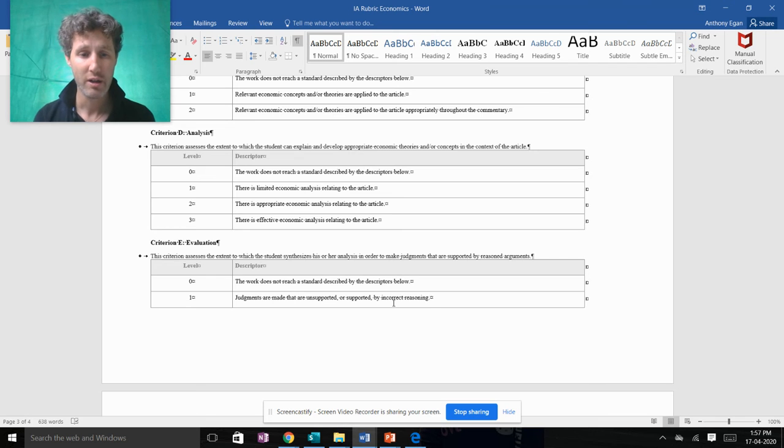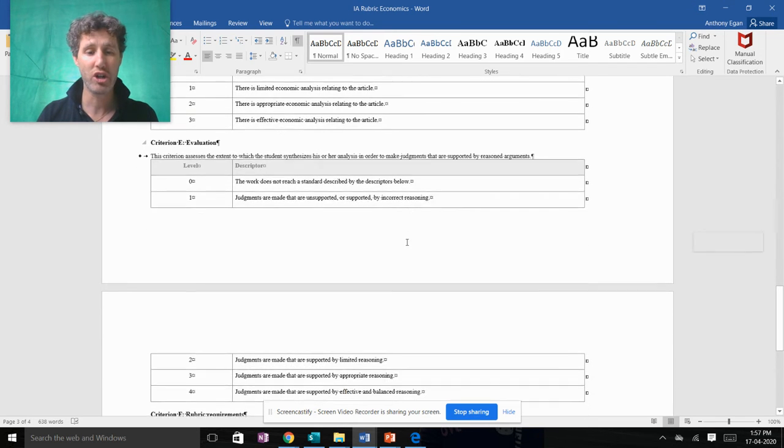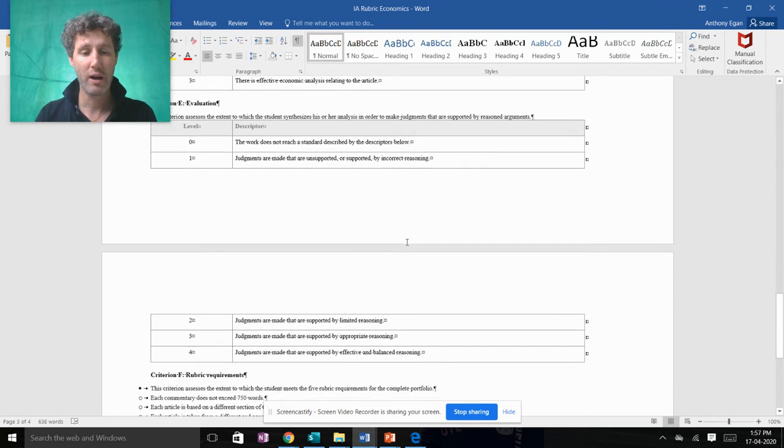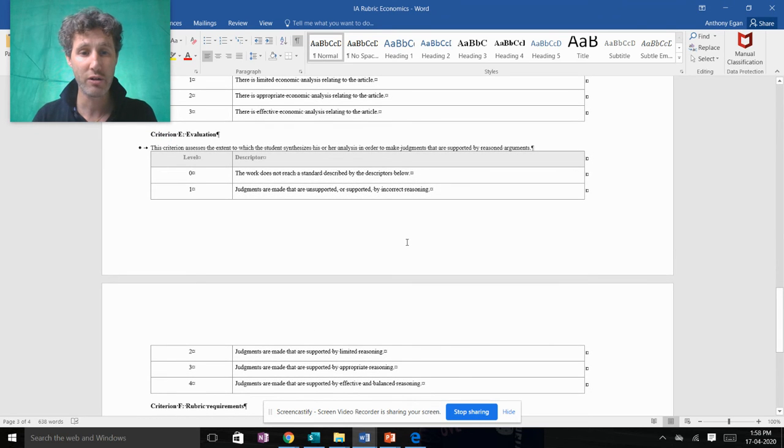And then evaluation. So evaluation is how you make judgments, okay? So the evaluation criteria says judgments are made that are supported by effective and balanced reasoning. To get 4 marks, you have to do that. You have to show that whatever judgment you make about the article, it's based on effective and balanced reasoning. So things like you can look at is the unintended consequences. If you're talking about a policy, you can look at the unintended consequences of that policy.